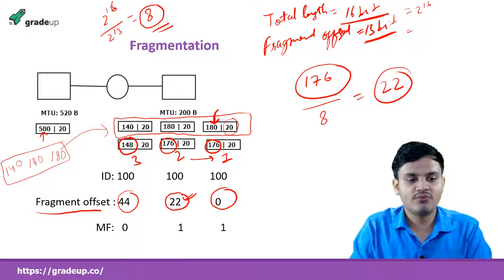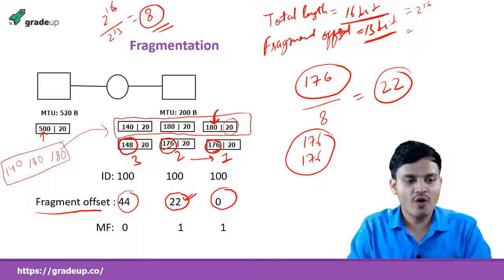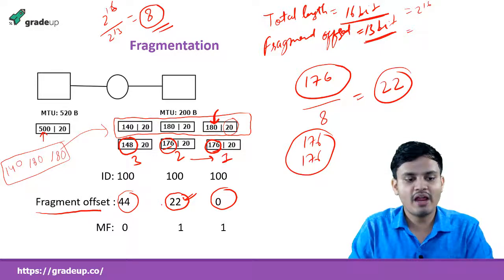Similarly for the third packet, 176 plus 176, that many bytes are ahead. But you need to write it divisible by 8, so divide by 8 and you will get 44. So this is the fragment offset for the third packet.